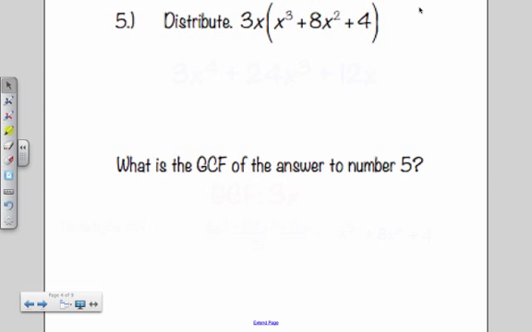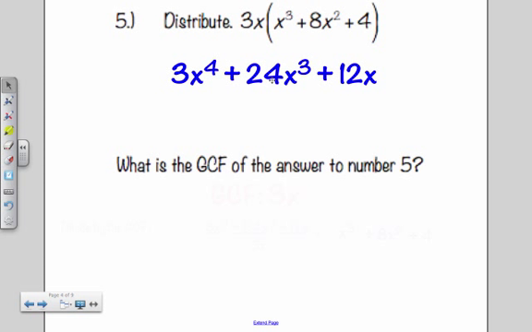Okay, so let's just do a quick review. In question number 5, you see the problem where it asks you to distribute, so I would like you to distribute the 3x to everything inside of the parentheses. Please press pause, go ahead and do your distributing, and then when you're ready, press play again so you can see if you get the same answer that I did. Okay, so once you distribute it, you should get 3x to the fourth plus 24x cubed plus 12x.